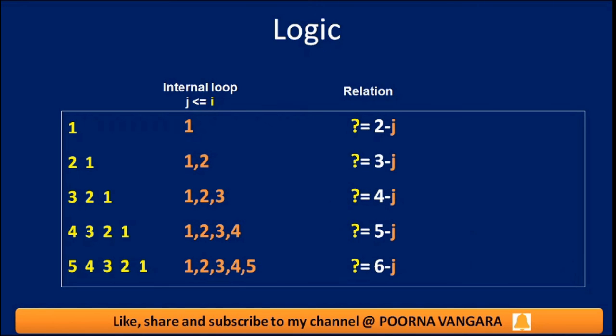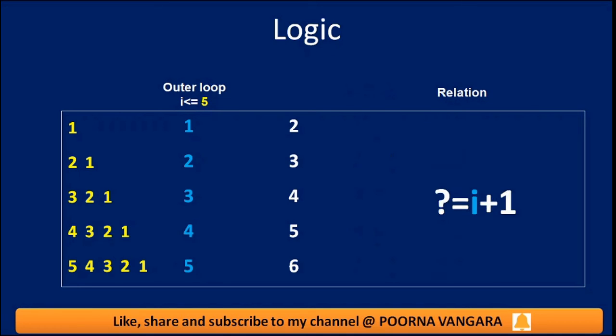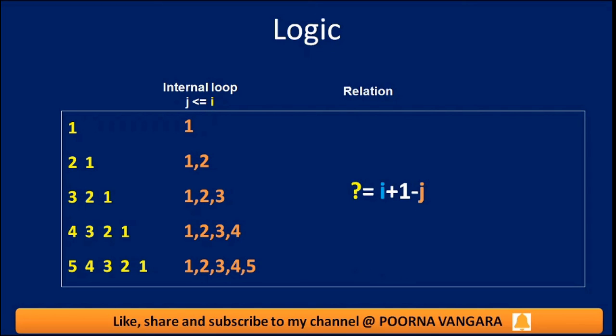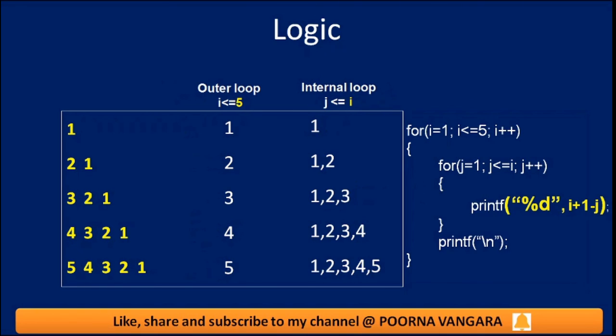Here 2, 3, 4, 5, 6 are there, so here you need to place this i plus 1. Now look at the generalized equation in each line, it is common. So now you can generalize it as i plus 1 minus j. Now you replace that with i plus 1 minus j.